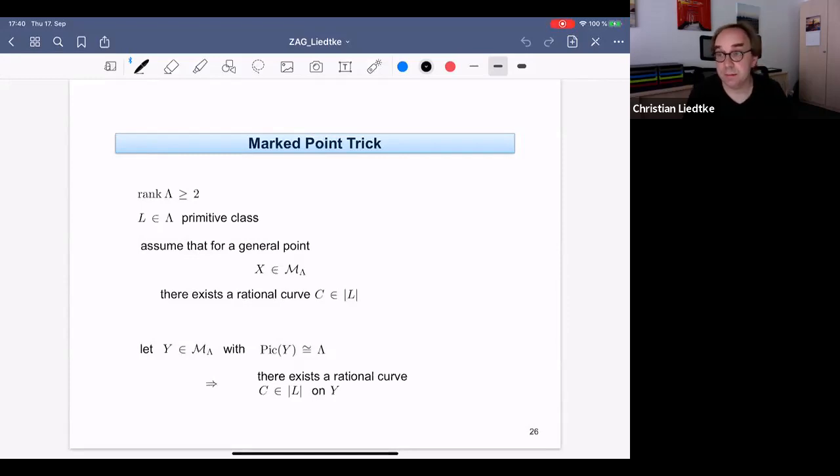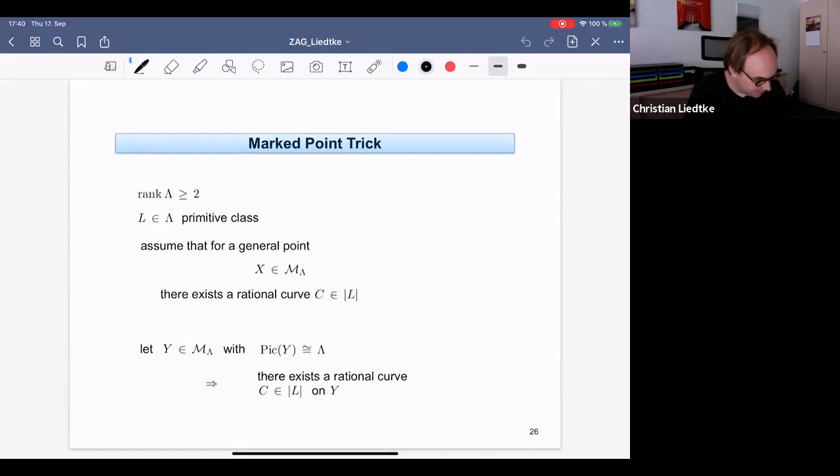in this linear system. So the idea is essentially that if you have a rational curve on the generic one, and you have another one where the Picard lattice is equal to lambda, then you can bring down some rational curve in a way to this surface Y, such that it doesn't break up. Of course it cannot become non-reduced because it's primitive. It cannot become multiple, but it could become reducible. It could be a sum of 20 curves or something.